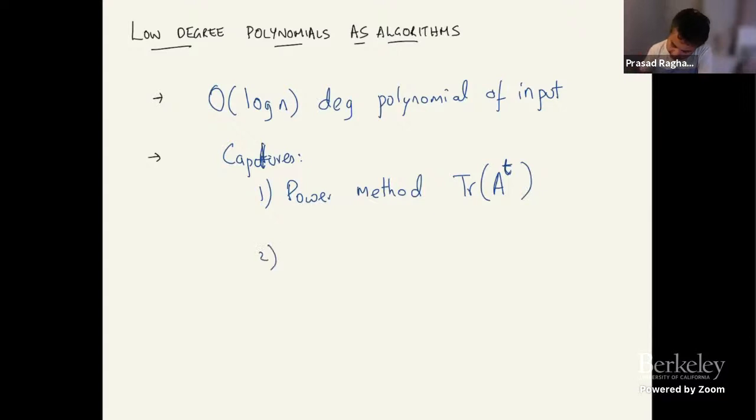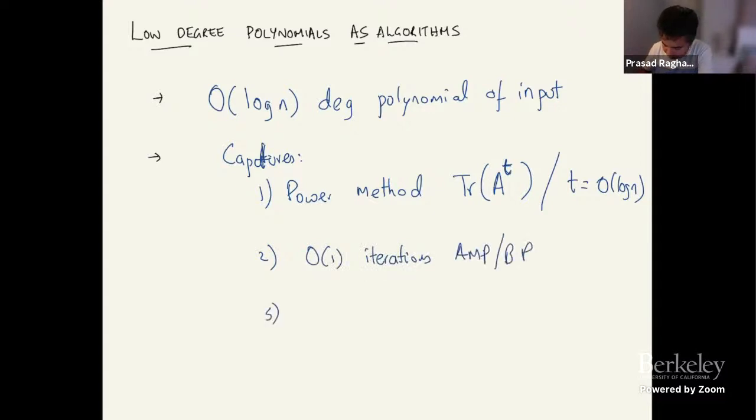And of course, here I say it's a log n degree polynomial under the assumption that t is order log n. There may be situations where you actually need to raise the matrix to a very high power, and it might be important to do that. Okay, and then of course, order one iterations of BP or AMP clearly fall under this class. And then, of course, local algorithms on sparse graphs.